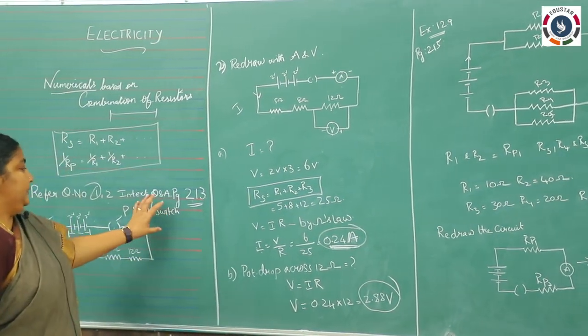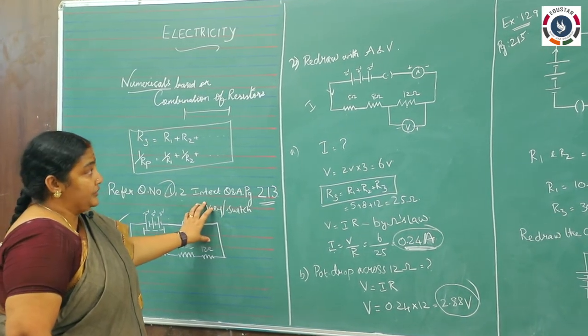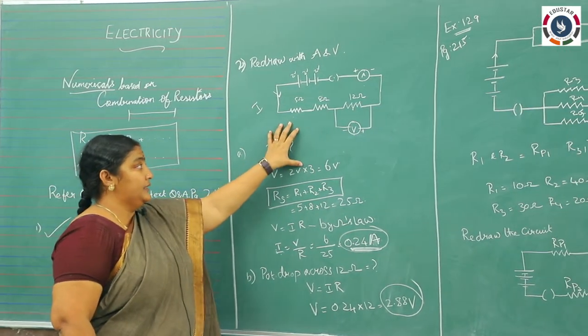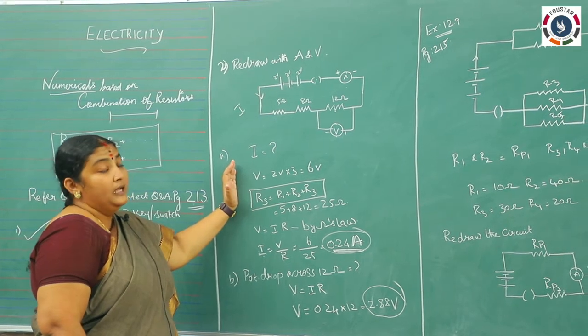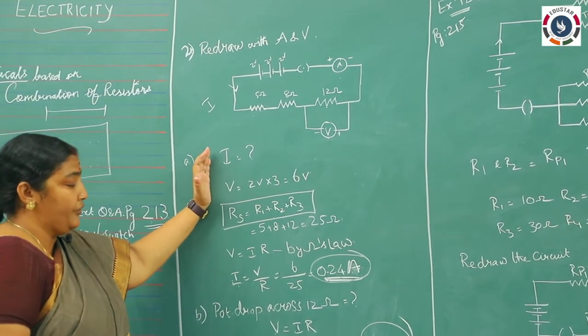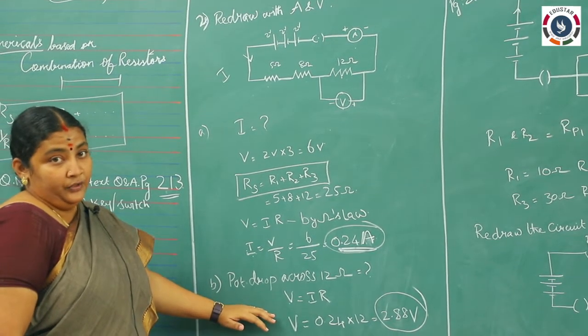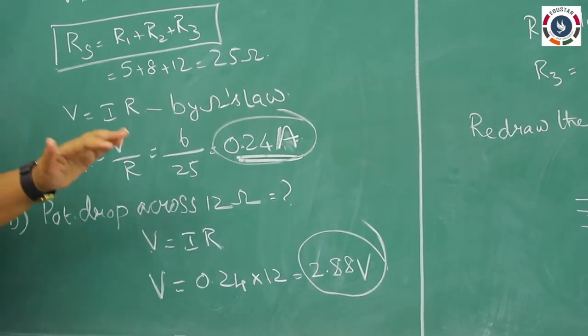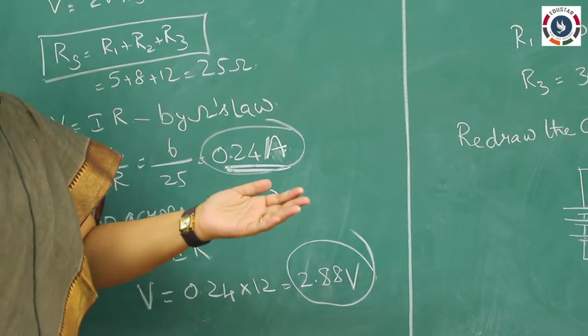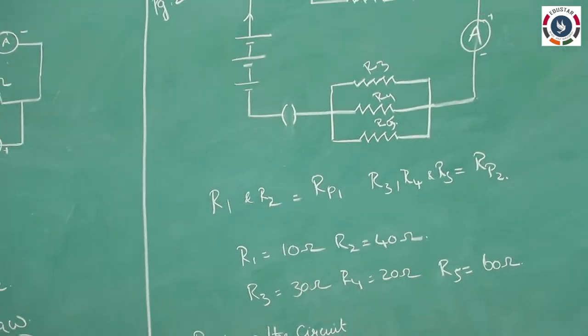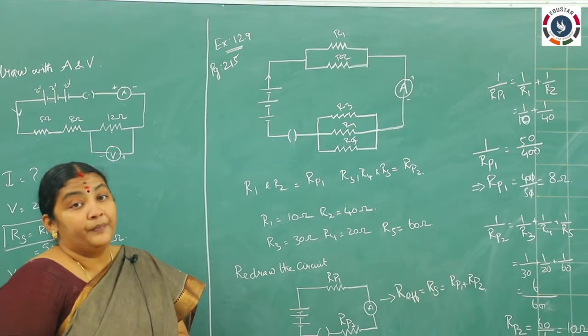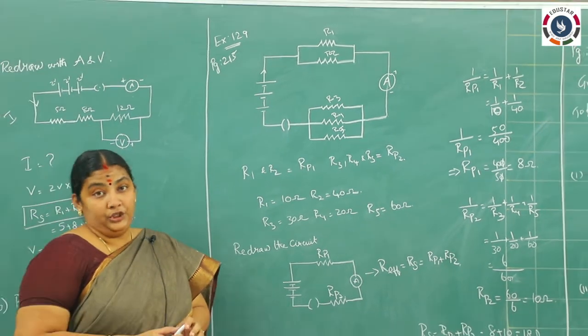So from the construction of a circuit, we have rearranged the circuit and finally we computed the value of current in the circuit and the potential difference across 12 ohm. Students, repeat the same sum once again 2 or 3 times in your notebook also. Now we will move on to page number 215 in your textbook.